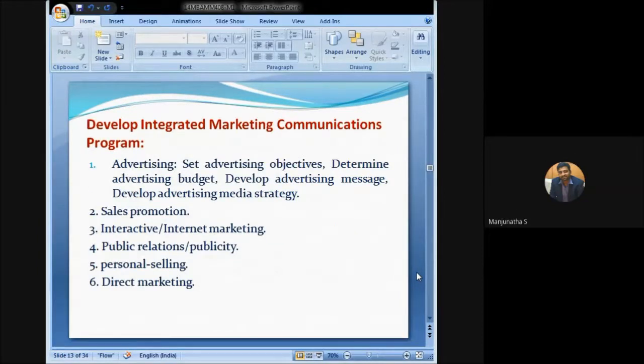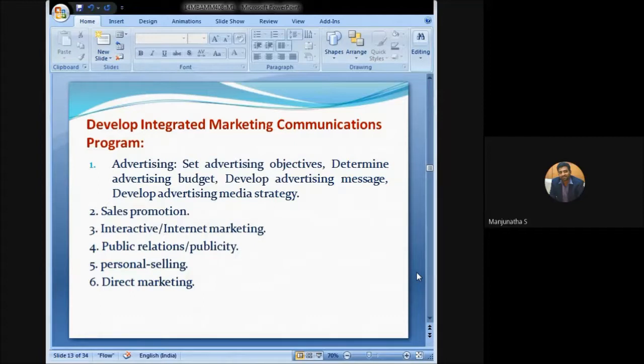Then develop the integrated marketing communication program in the next step. Here is the developing of advertisement, sales promotion, interactive or internet marketing, publicity or public relations, personal selling, and direct marketing. For these programs, we already know that advertisement is a set of setting the objectives, determining the budget, developing advertising messages, and developing the advertising media strategy.